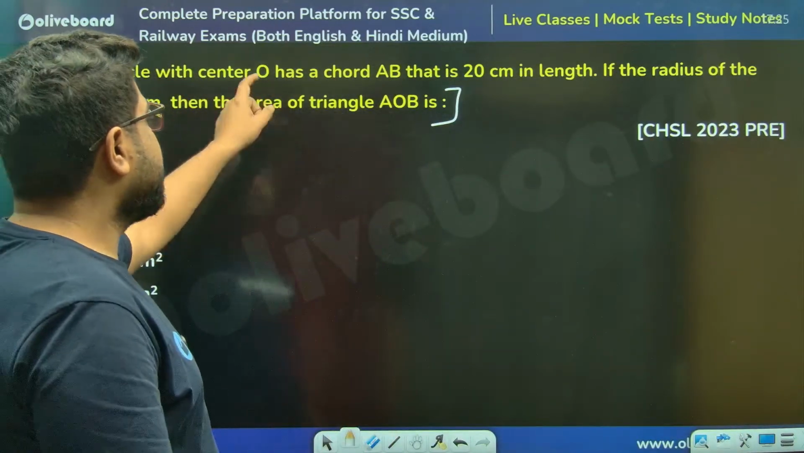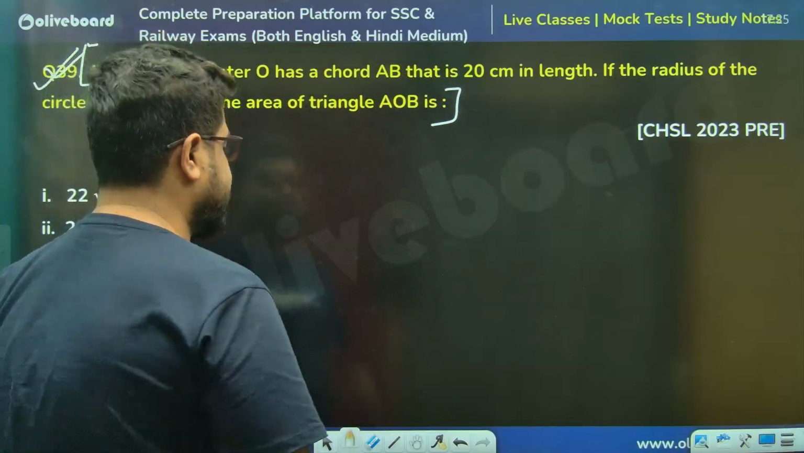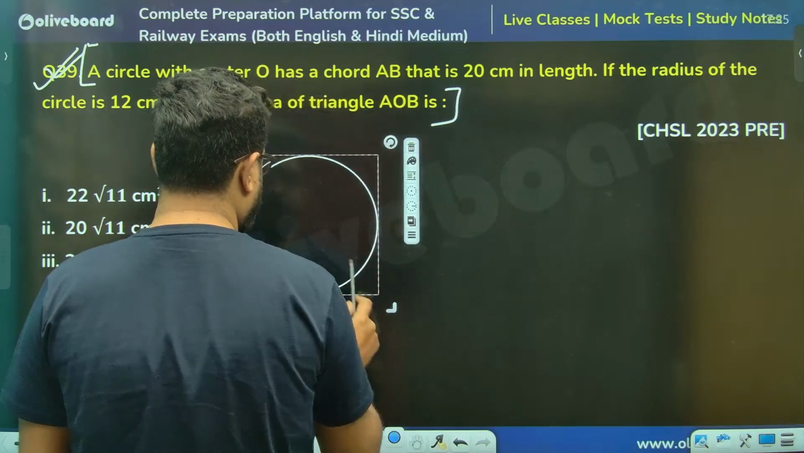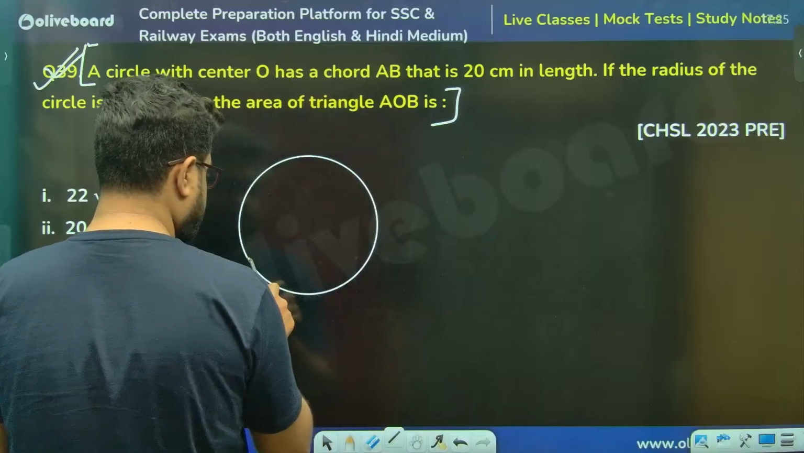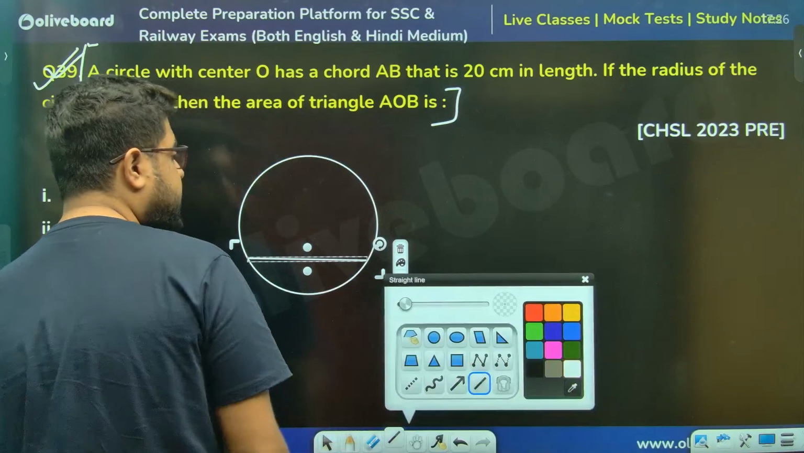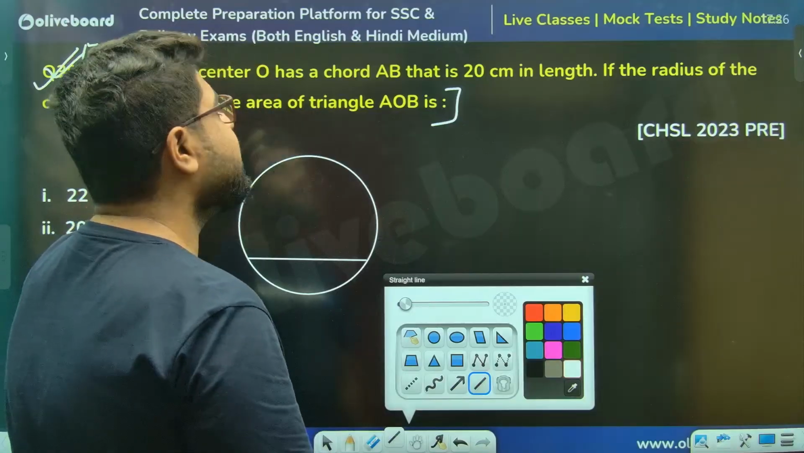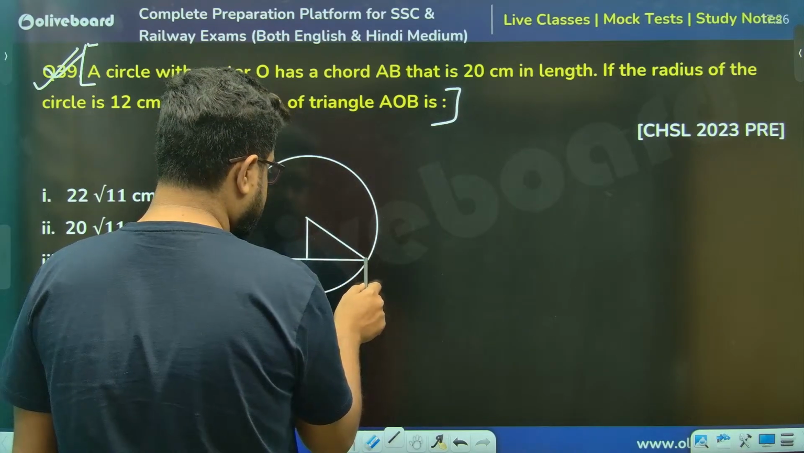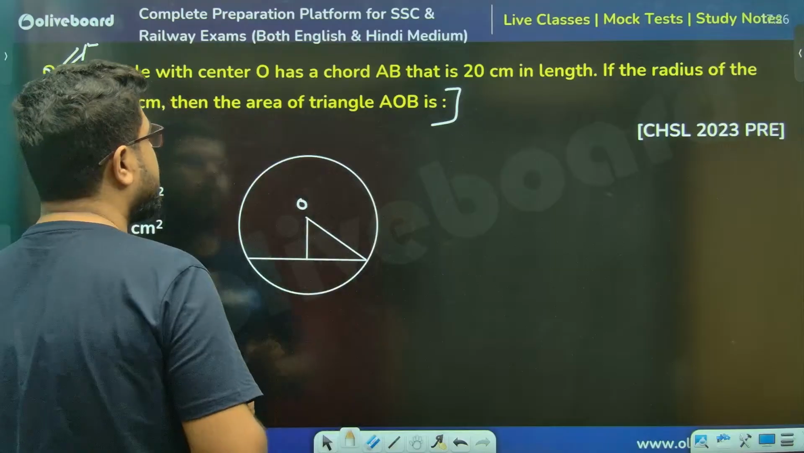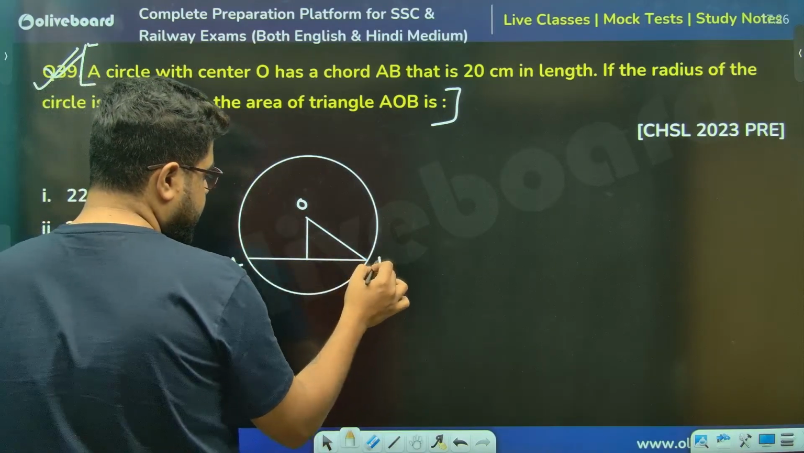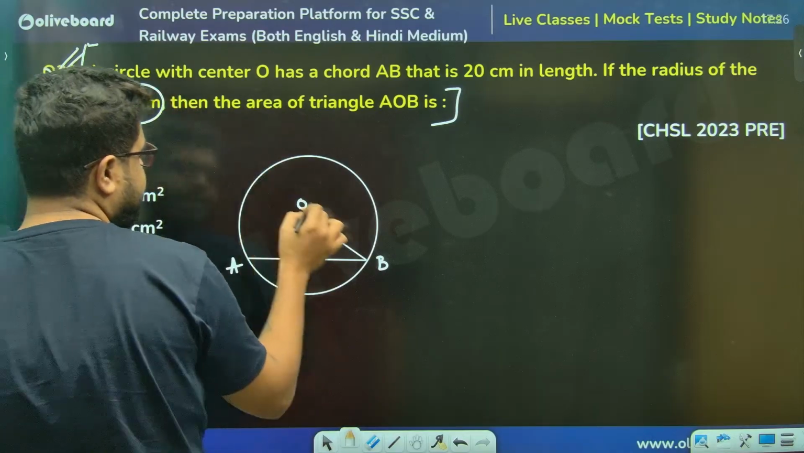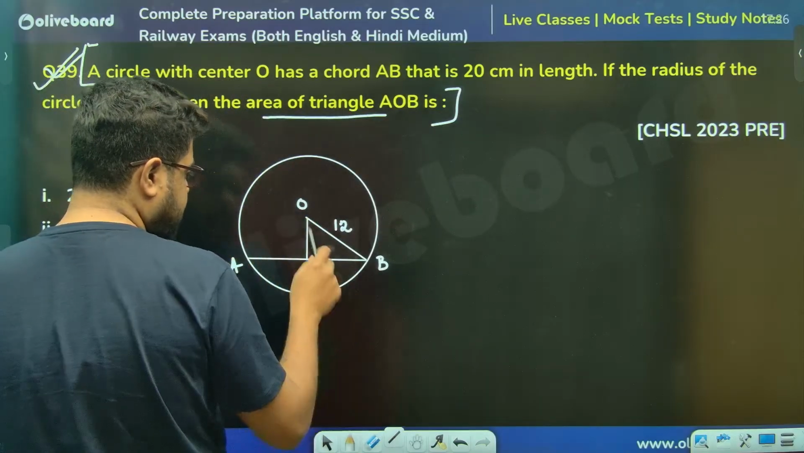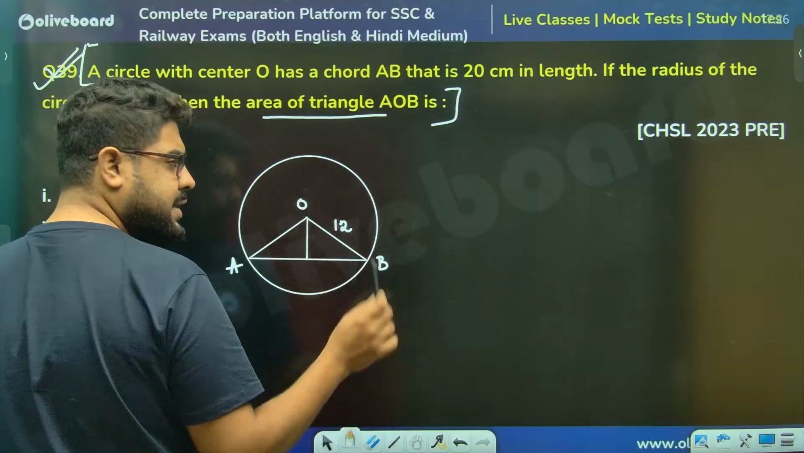A circle with center O has a chord AB that is 20 centimeters in length. Now, if the radius of the circle is given, let's say this is the midpoint. I'm just drawing this for understanding. Sir, center is O. AB is the chord that is 20 centimeters. Radius is 12 centimeters. Now, area of triangle AOB, the area they are asking, sir. Very, very simple.